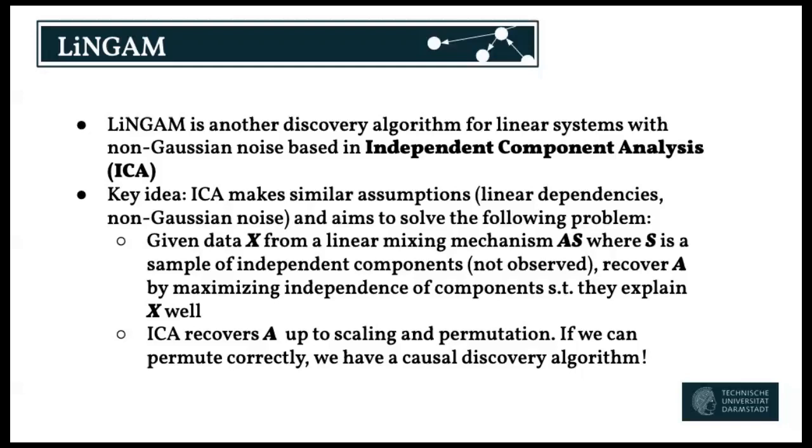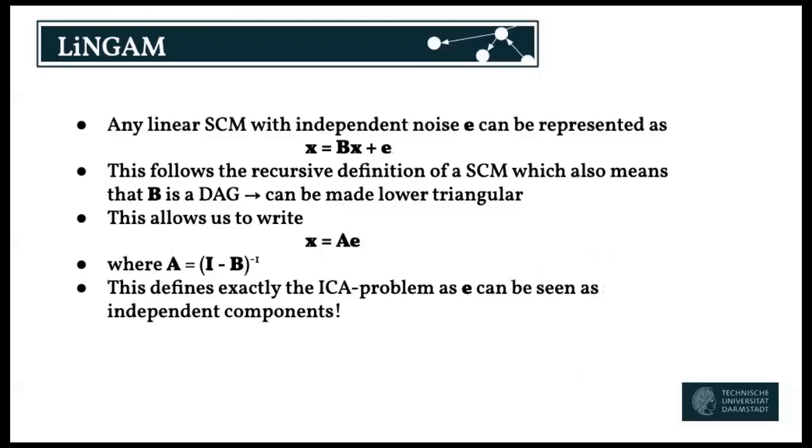So we are not done yet with the ICA. Just applying ICA won't give us any causal graph, unfortunately. But we will see we can. We only have to permute a little bit, and we don't really care about scaling when identifying just the graph structure. So if we can permute the matrix correctly, then we have a causal discovery algorithm. So let's dive a bit more into the details as we have still some time.